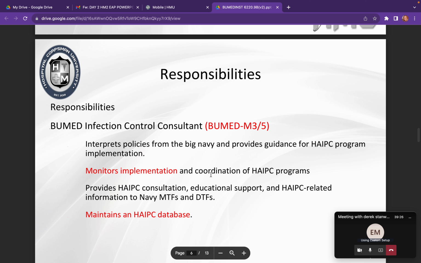Okay? They provide guidance on the healthcare infection control program, right? So if you know your echelons and how they go, the CEO is not going to be providing guidance. The echelons below him, like the regions, aren't going to be providing guidance. They're going to be taking guidance provided by BUMED, pushing it to us, and then we push it to our sailors and officers, right? So BUMED provides guidance for the Health Infection Control Program, and they monitor implementation and coordination.